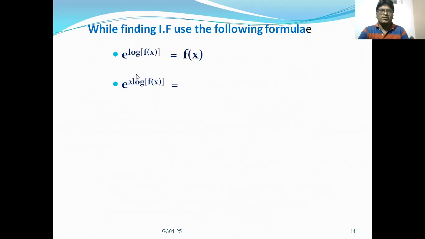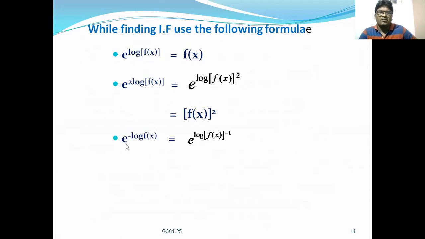Then it becomes e power log, and e power log value is 1. You will get only f of x square. So m log x becomes log x power m, and here e power log value is 1. You will get only f of x whole square.